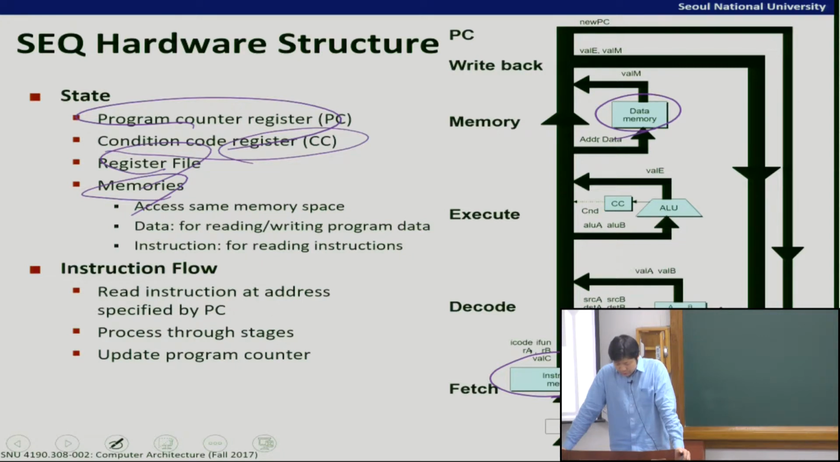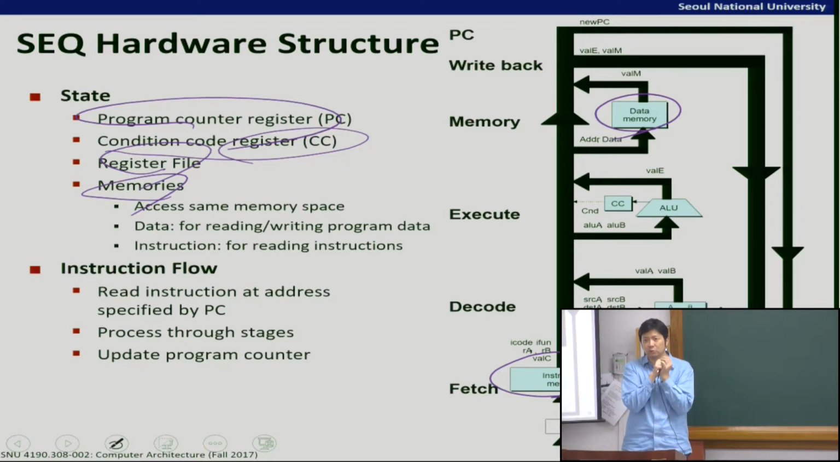So also, instruction flow. If you execute an instruction, generally the instructions follow a similar path. What needs to be done is you first read the instruction at the address pointed to by PC. The PC register points to the next instruction to execute, right? So you read your next instruction from the location PC points to. And you process through all these stages.